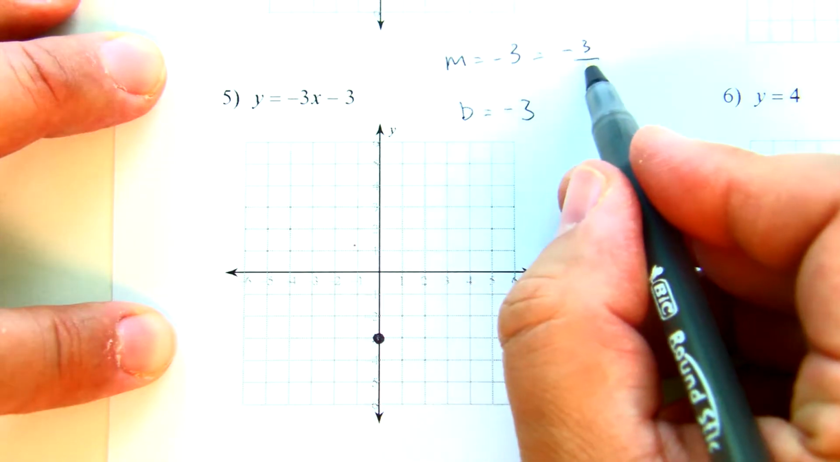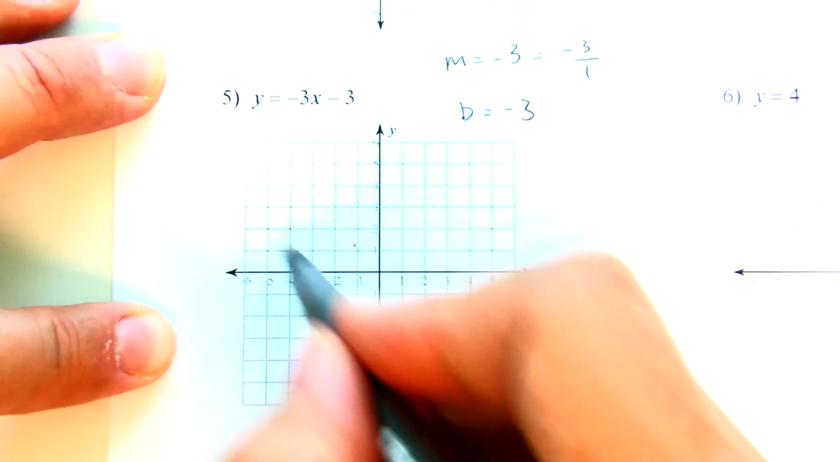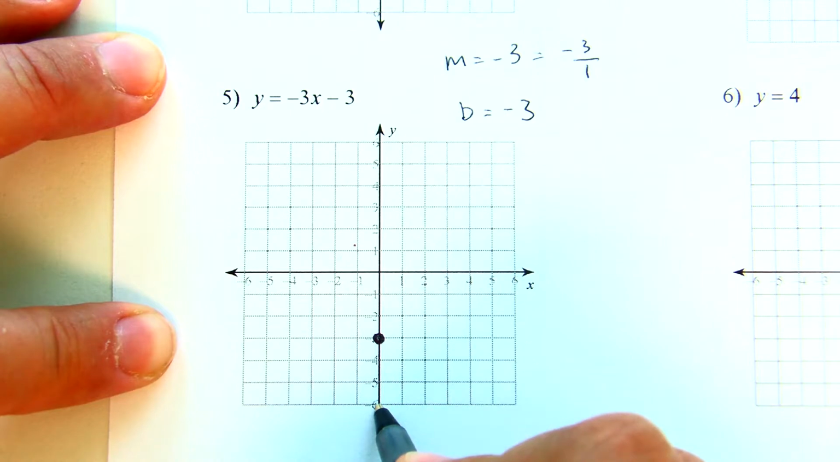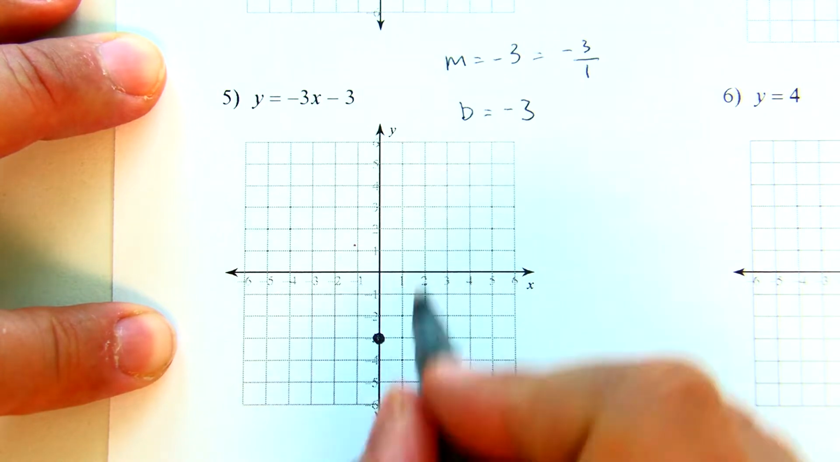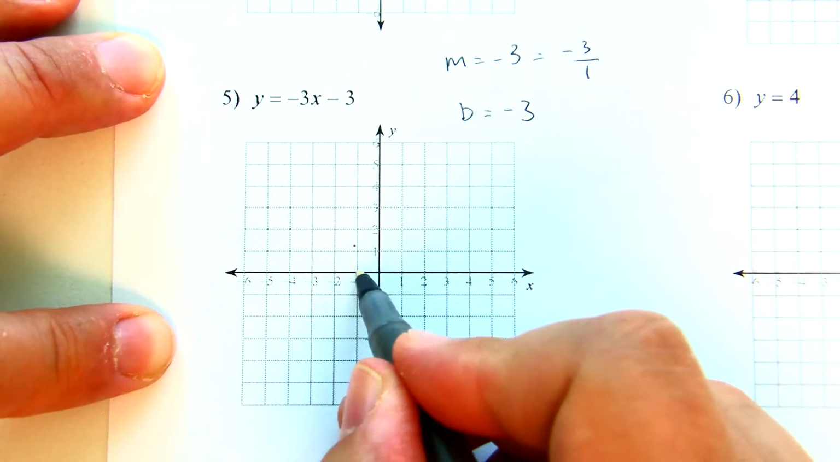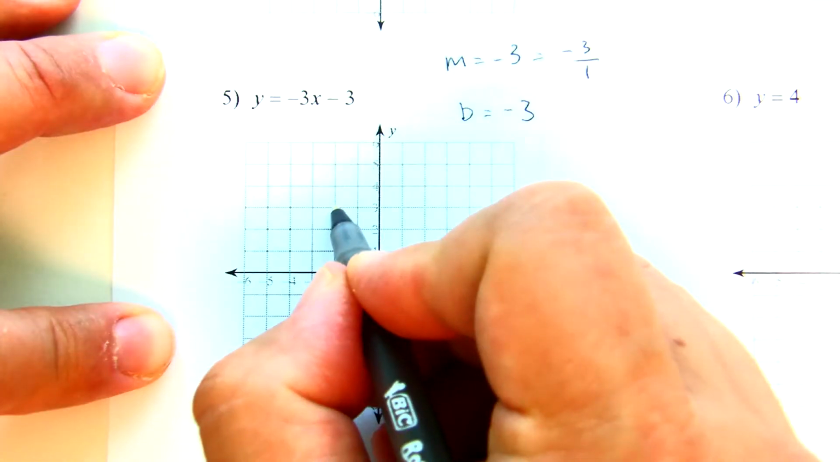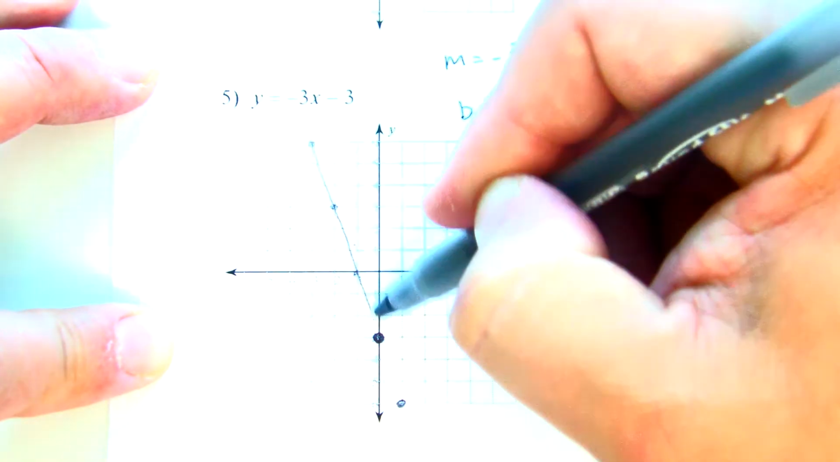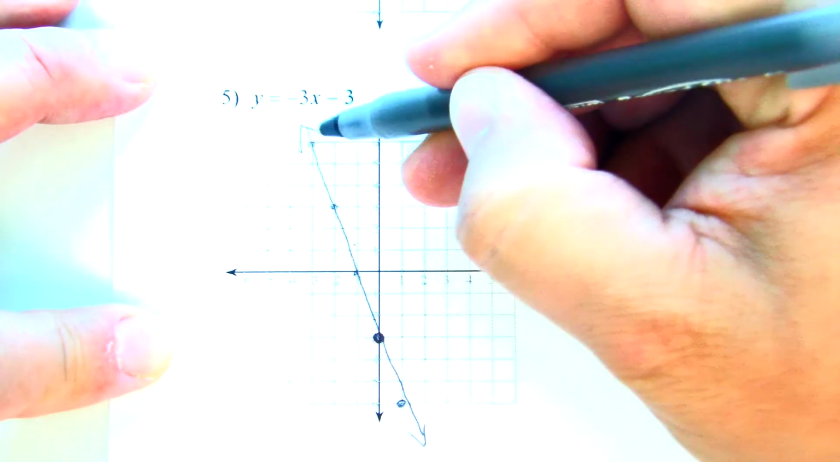And then my slope is -3 over 1. So it should be going down, right? It's a negative slope. That means I'm going to be going down 3 over 1. Remember, it's always rise over run. Or I can go up 3 and back 1. And I can actually do that a couple times. All right, and I've got my line. And there you go.